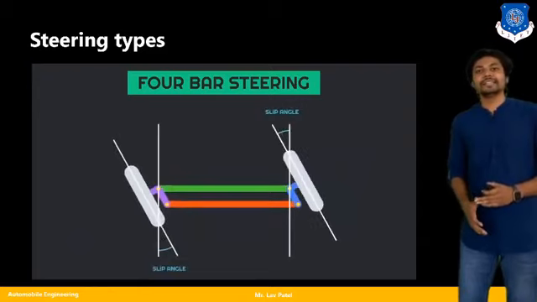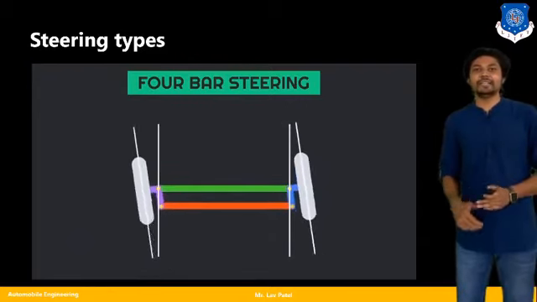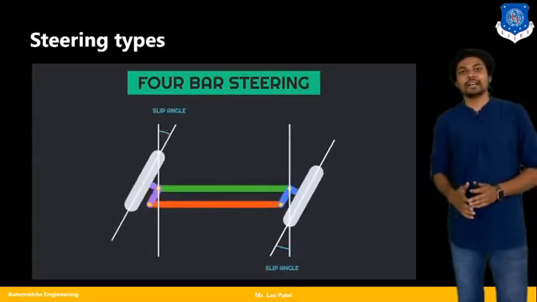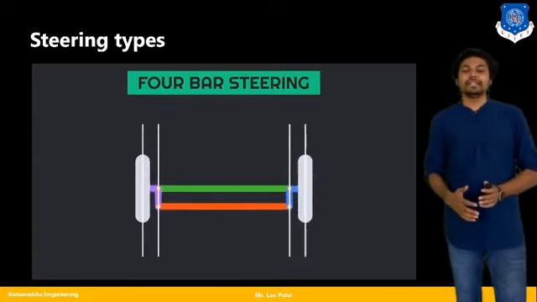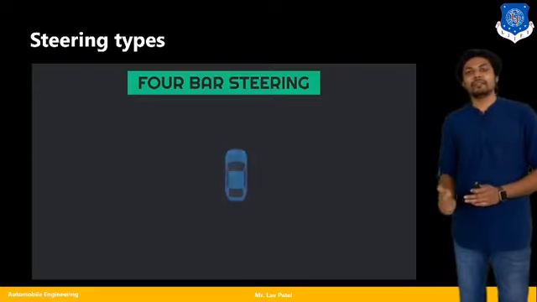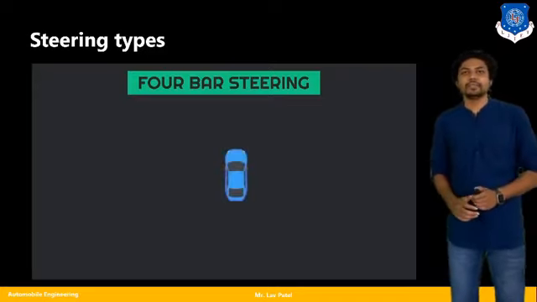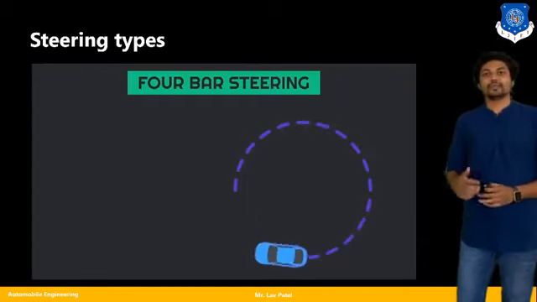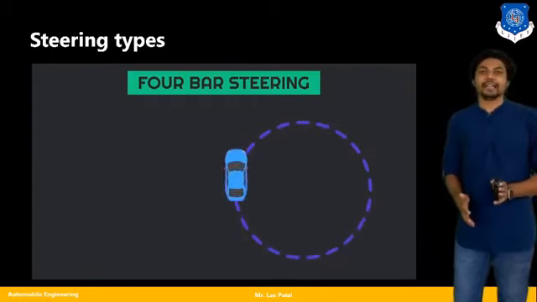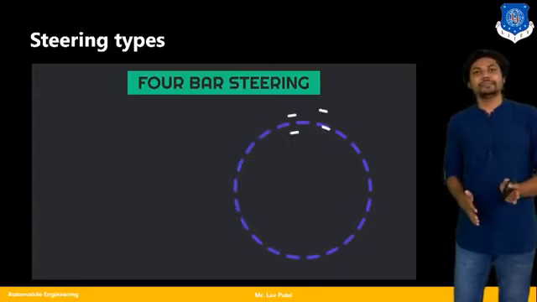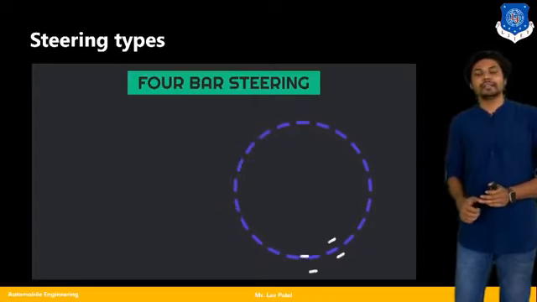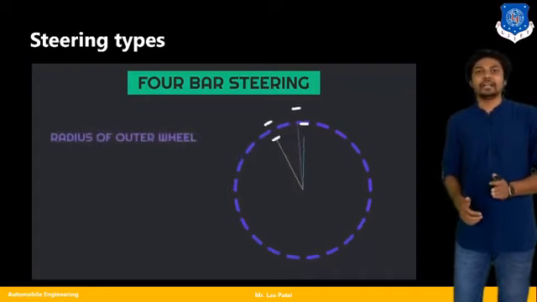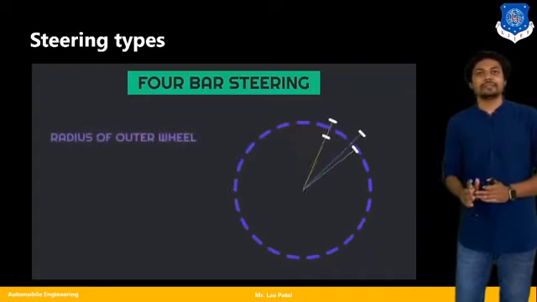Now here you can see the difference between the angle of the inner wheel and outer wheel. You can see the larger angle of the inner wheel and a very small angle of the outer wheel. One example has been given for a car which turns towards the right side. Right wheel is my inner wheel and left wheel is my outer wheel.